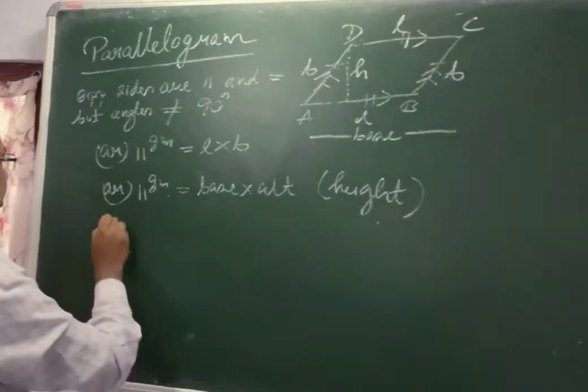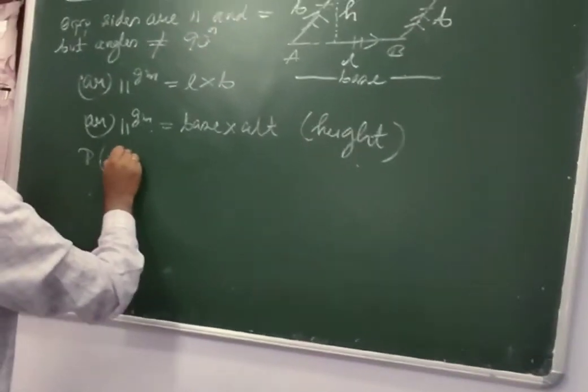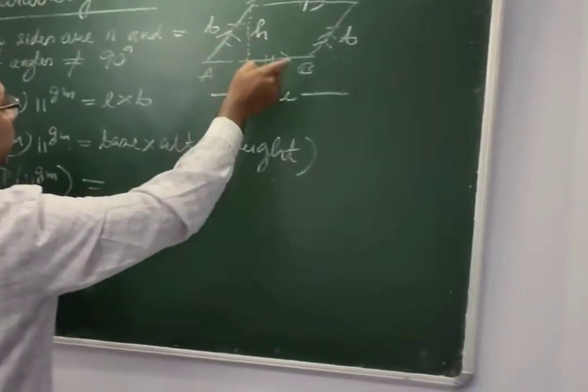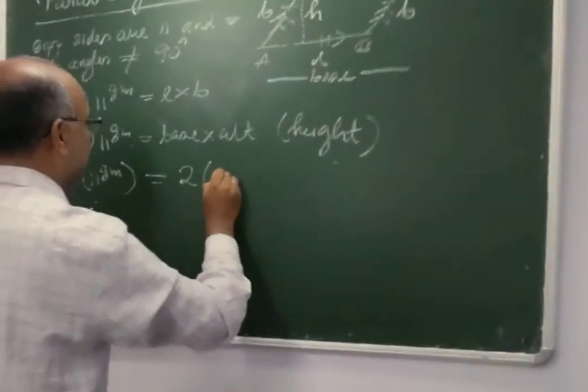Now what is the perimeter of a parallelogram? The perimeter of a parallelogram is the same way, L plus L, B plus B, twice, like a rectangle.